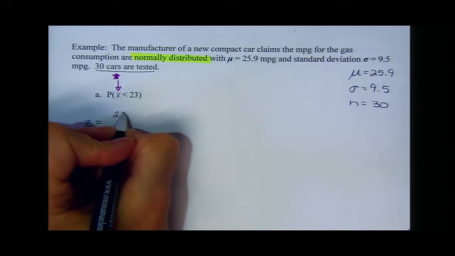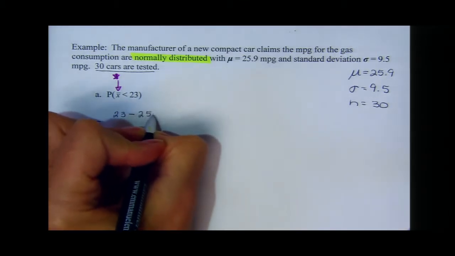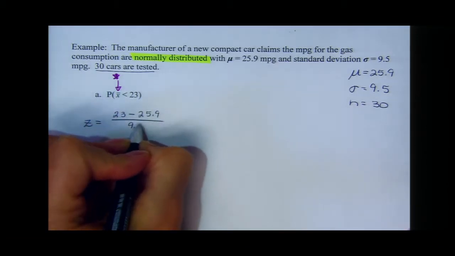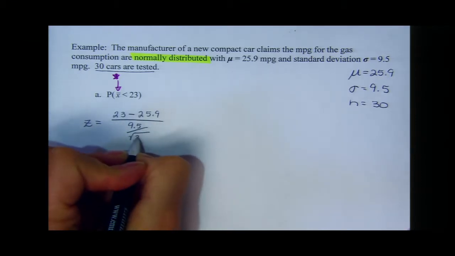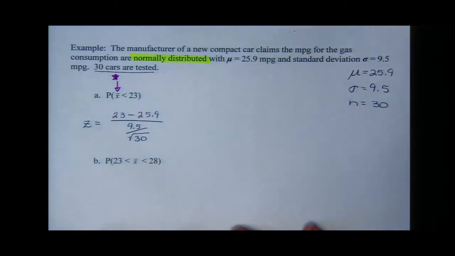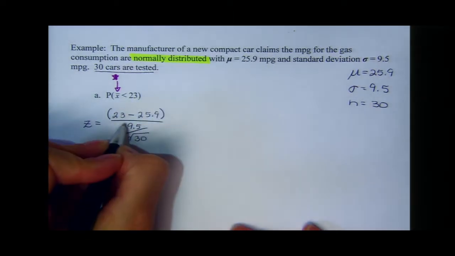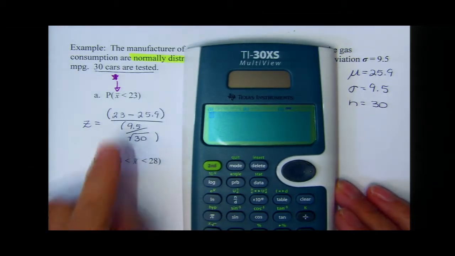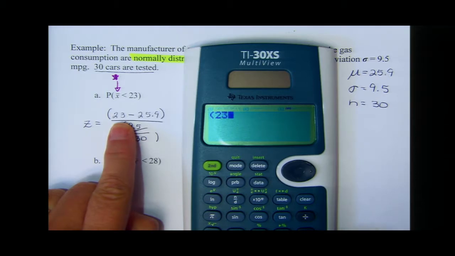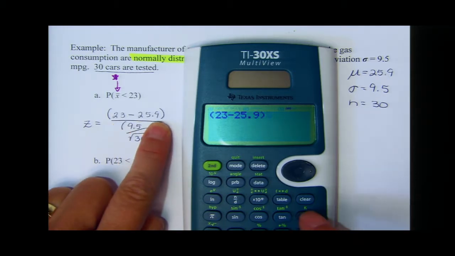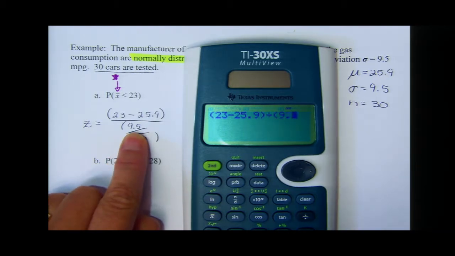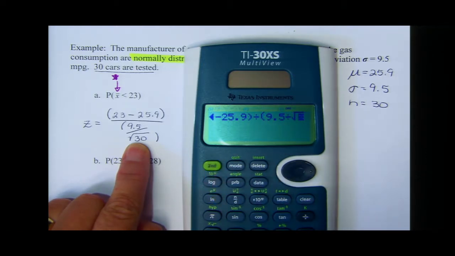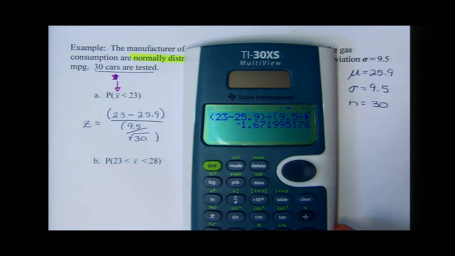So it would be X bar, 23, minus mu, 25.9, divided by sigma, 9.5, divided by the square root of n, which is 30. Now, here's where you need to put your parentheses. You enclose the numerator and the denominator. So I'm going to do this on two different calculators so you can see this. I would do open parentheses, 23 minus 25.9, close parentheses, divided by open parentheses, 9.5, divided by the square root of 30, and then I right arrow over to get out from under that radical, and then I close parenthesis. And Z values, 2 decimal places, normal rounding rules, negative 1.67.